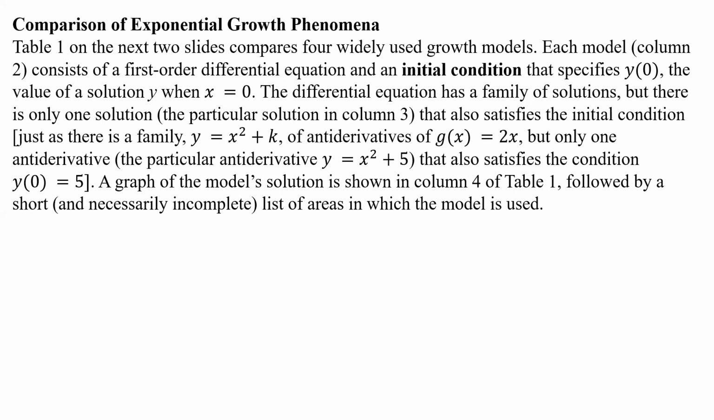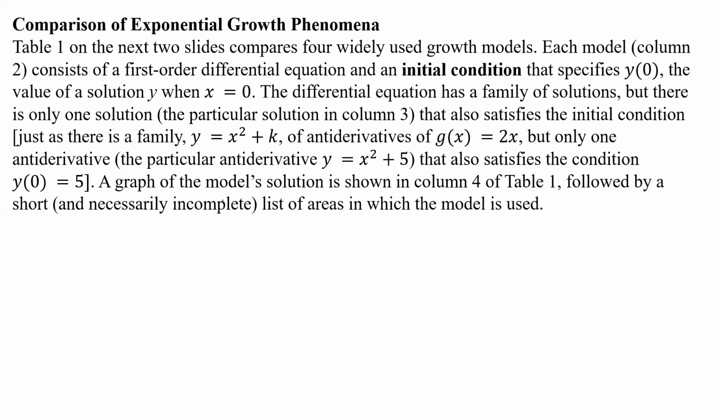Now the differential equation has a family of solutions, but there's usually just one solution that we want to look at. Now the particular solution in column 3 also satisfies the initial condition, just as there is a family like y equals x squared plus k. So depending on what k is, you're either up or down, as far as how your graph goes.